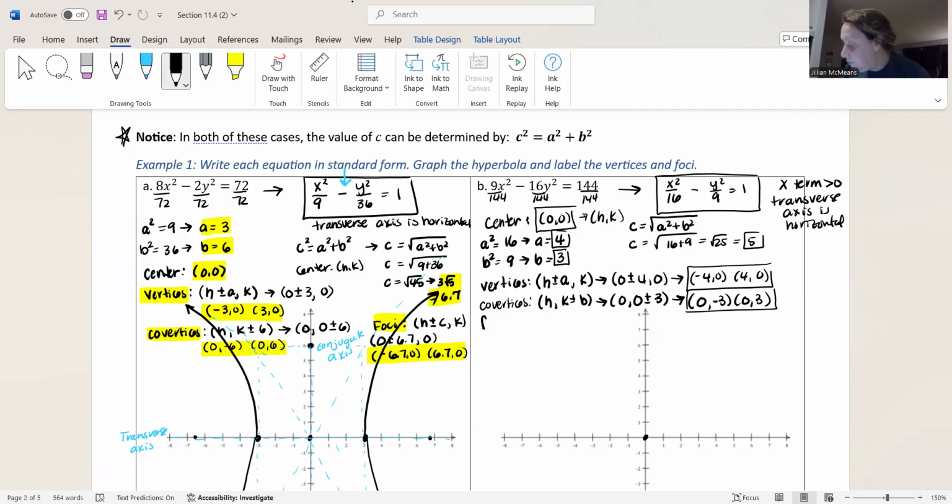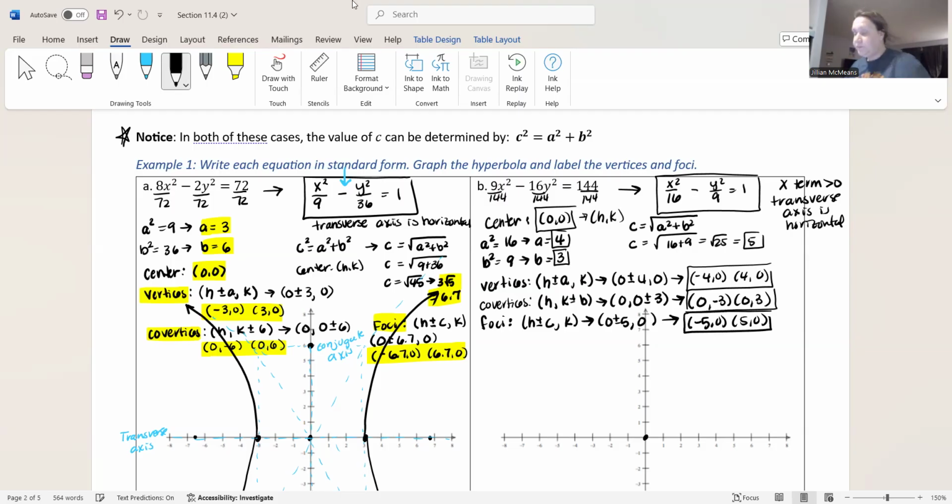And then that leaves the foci. Now, the foci also run along the transverse axis. Since our transverse axis is horizontal, we need to play around with those h values, the x coordinates of our center. So we're going to get h plus or minus c, comma, k. So that's going to be 0 plus or minus 5. Remember, c was 5, comma, 0. So the foci will be at negative 5, 0 and 5, 0.